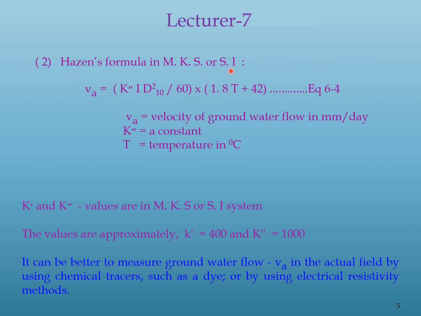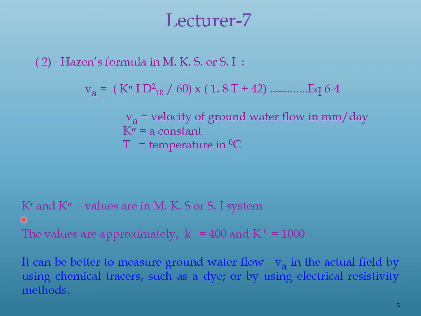According to Hazen's formula, the actual velocity Va can be calculated using the equation Va equal to K double prime into I into d square 10 divided by 60 into 1.8 t plus 42, where Va is the velocity of groundwater flow in millimeter per day, K double prime is a constant, and T is the temperature in degrees Celsius.